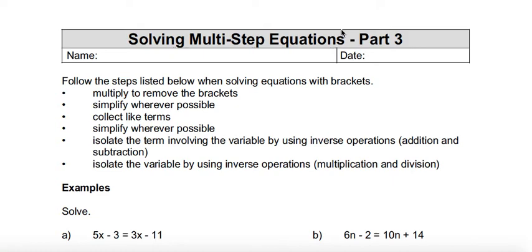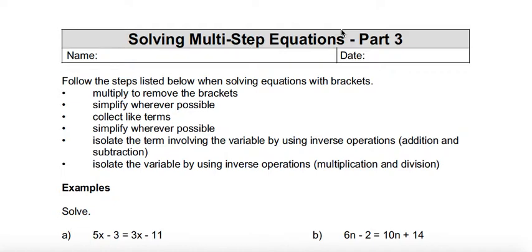Multi-step equations, part 3. The last part of solving multi-step equations involves equations where we have variables on both sides of the equal sign. So we want to follow the steps listed below when solving equations with brackets and with variables on both sides. So we want to multiply to remove the brackets, using the distributive property.